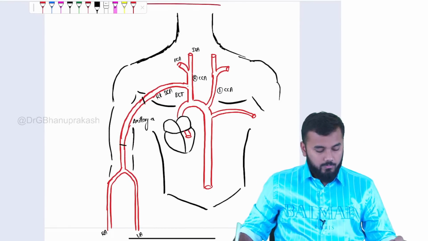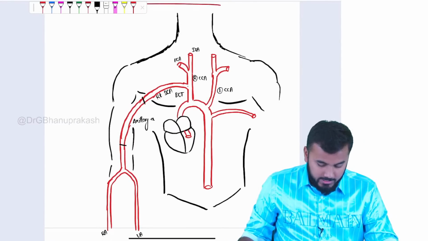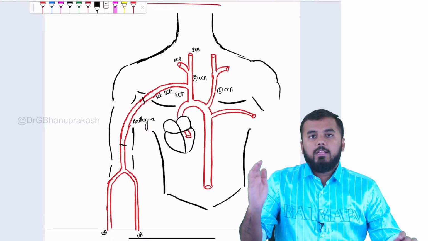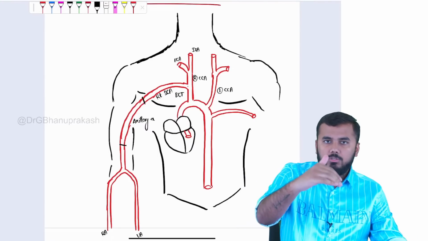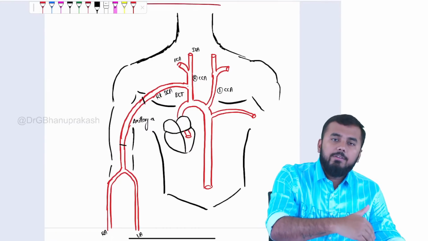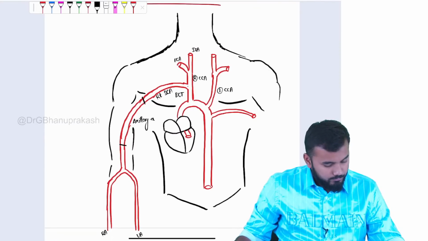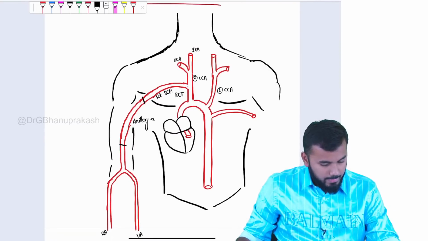I hope you understood now. Is that clear to everyone? This is just the basic part. I just wanted you to know that we have got subclavian artery, which continues as axillary artery, which continues as brachial artery, and finally it divides into radial and ulnar artery. Till here, is everyone clear?